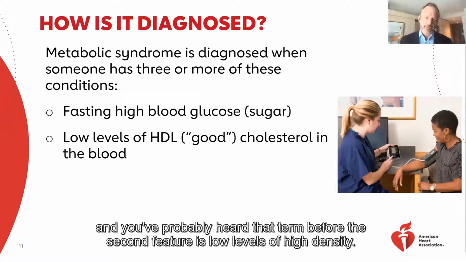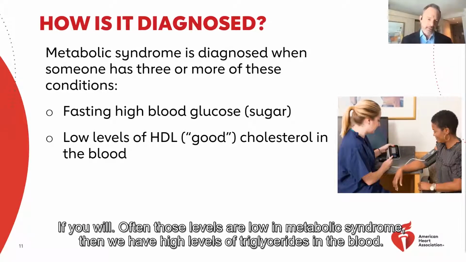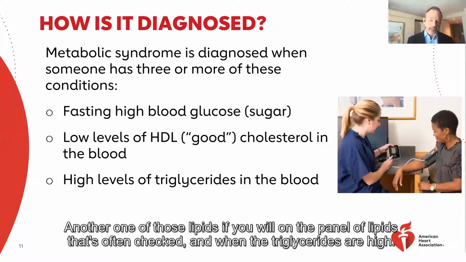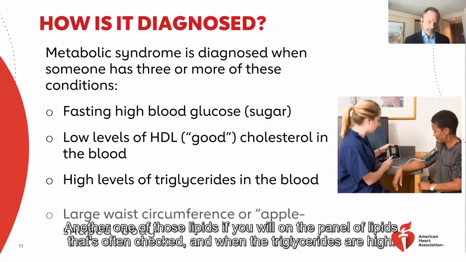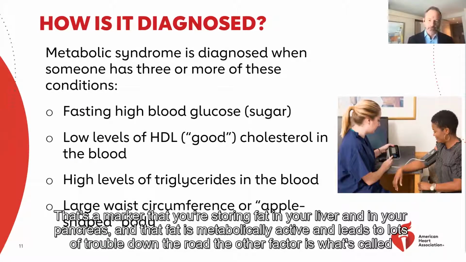The second feature is low levels of high density lipoprotein. You've also heard that referred to as the good cholesterol in the blood, the one that helps clean up the arteries, if you will. Often those levels are low in metabolic syndrome. And then we have high levels of triglycerides in the blood. Another one of those lipids, if you will, on the panel of lipids that's often checked. And when the triglycerides are high, that's a marker that you're storing fat in your liver and in your pancreas. And that fat is metabolically active and leads to lots of trouble down the road.